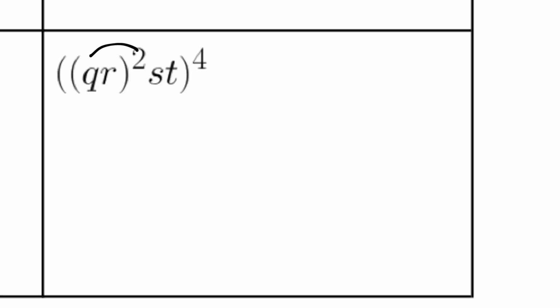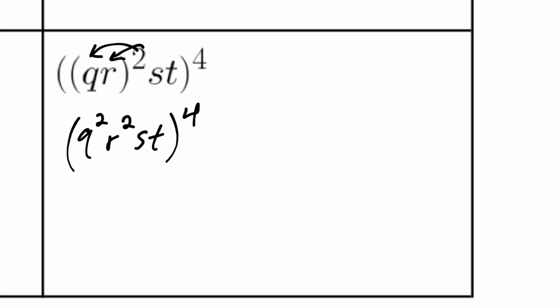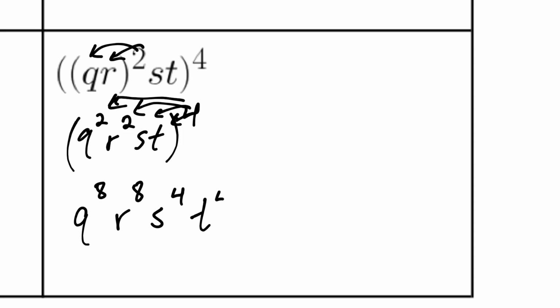There are 2 levels of parentheses in this one. So I'll start with the inside one. This becomes q squared r squared, st. And then I distribute the 4 to each term. Each letter is considered a different term. This becomes q to the 8th, that's 2 times 4. R to the 8th, 2 times 4. S to the 4th, and T to the 4th.